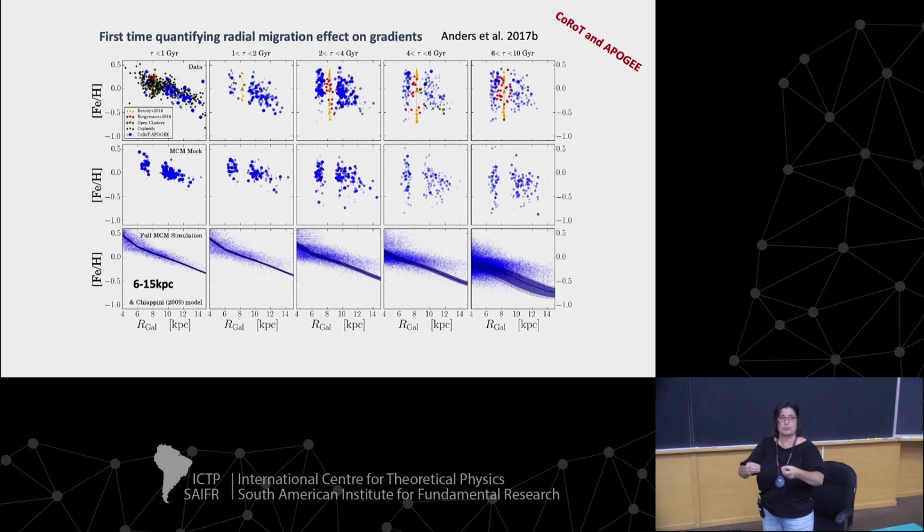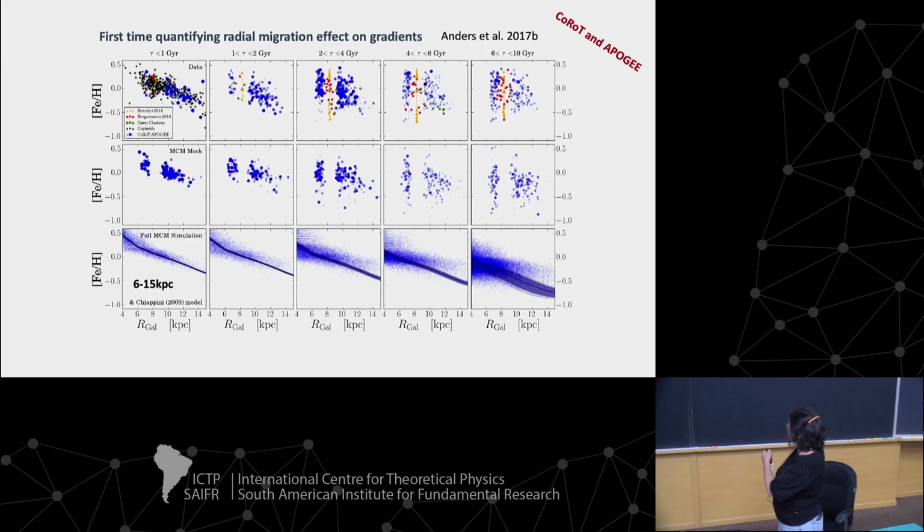So imagine the stars are born with a chemistry in a place. And then, due to radial migration, they migrate to another place. And they bring with them their chemistry. And that's what you're seeing here in this model. The gradient today, and now I trace the stars that were today here, back in time, and I see that if I go to old stars, they are scattered, and the gradient is destroyed.